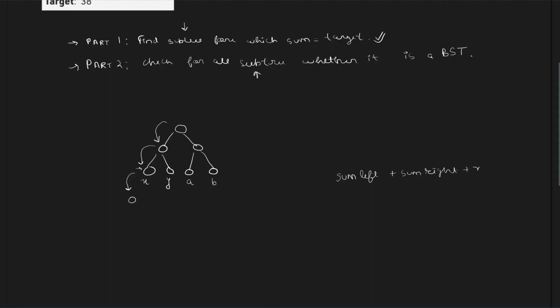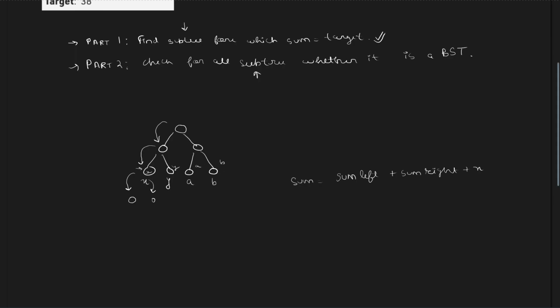plus value of x, let's say, right? So for this particular node, the total sum would be this. Since left subtree and right subtree are 0, because it is a null pointer, it will return 0. Total sum for this particular node will be x. Now similarly for y, the total sum will be y, and same for a and b.